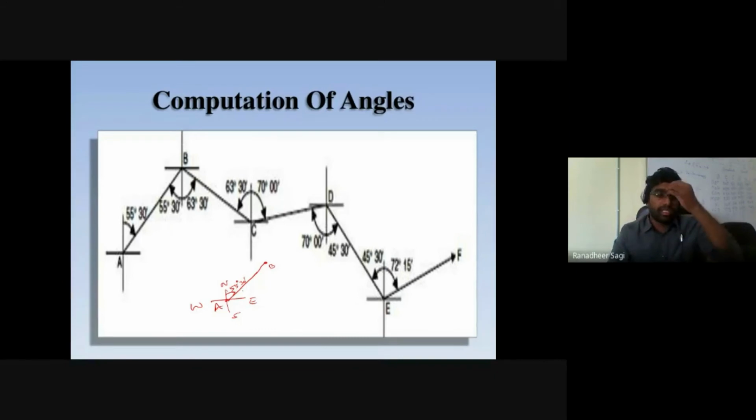So at station A, I don't have any other survey line indicated. So I'll move on to the survey lines existing at station B. For that, once again at station B, let me indicate the reference coordinate directions: north, south, east, west. Now at station B, I have two survey lines existing.